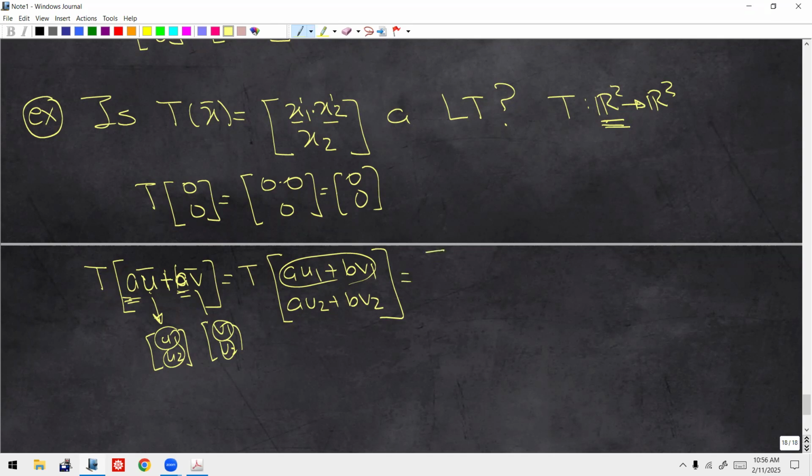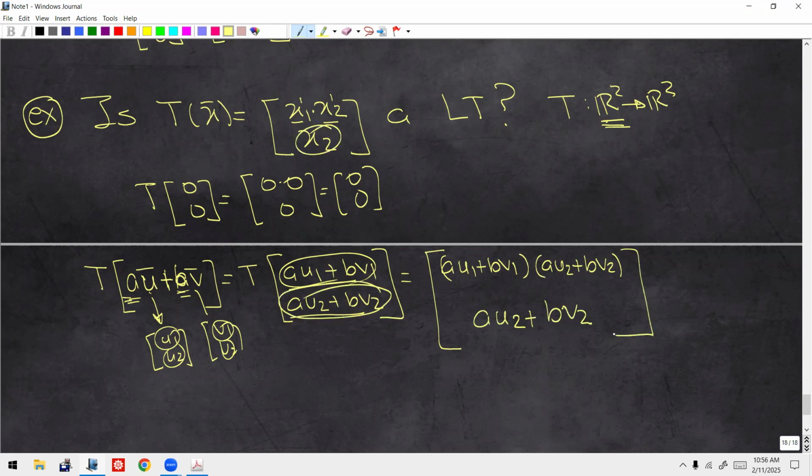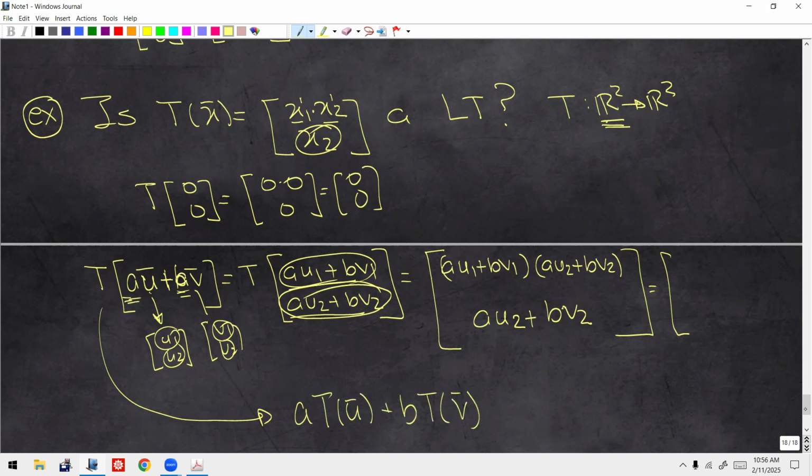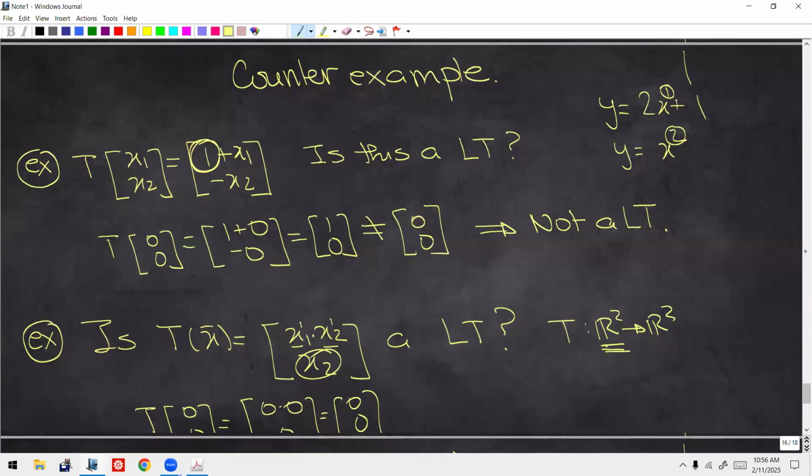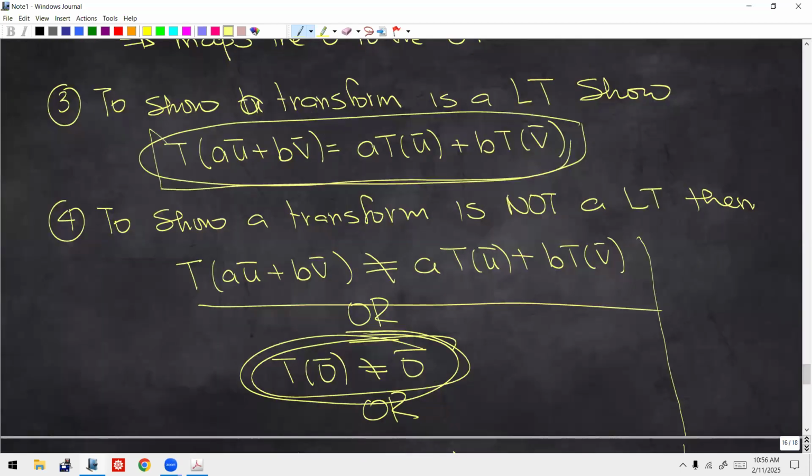So what happens to this under this transform? You take the product of this and this, so you get A times U1 plus B times V1 times A times U2 plus B times V2. And then in the second row, we get A times U2 plus B times V2, because you just get X2 and this happens to be X2. Okay, good. Now, if you multiply it, remember what should happen. If this was a linear transformation, this should actually give us what? A times TU plus B times TV. This is what should happen if it was a linear transformation.